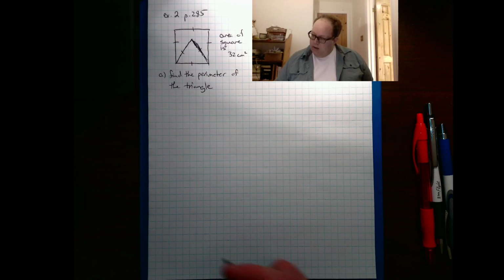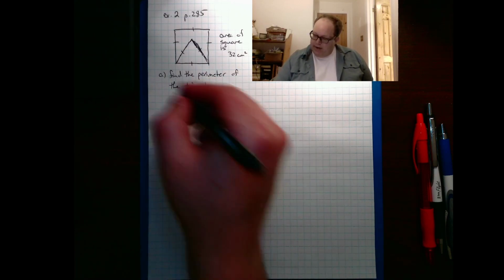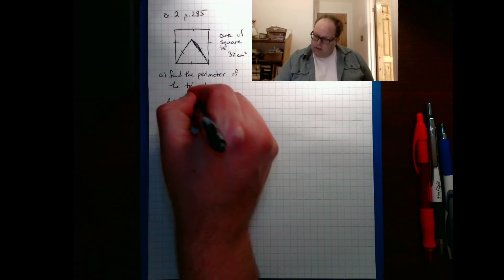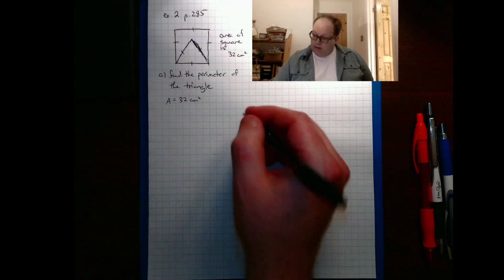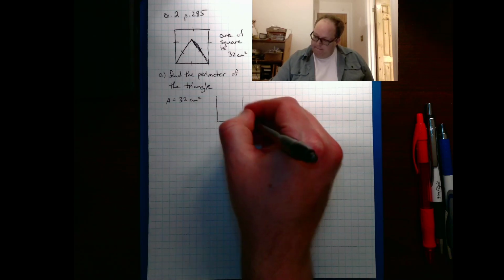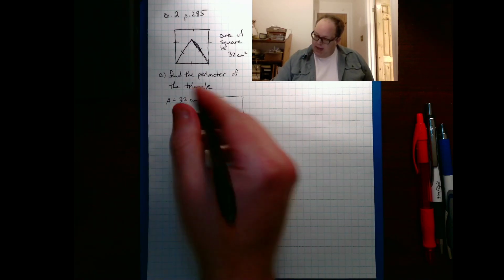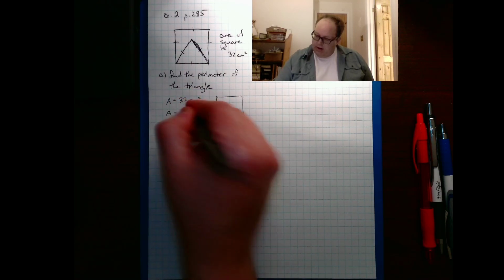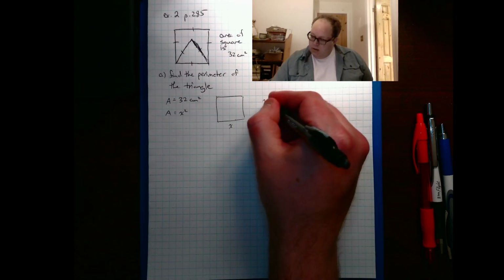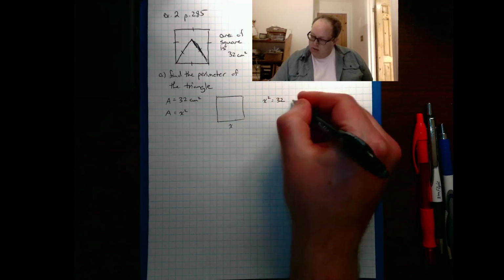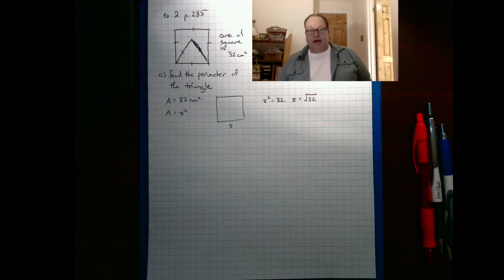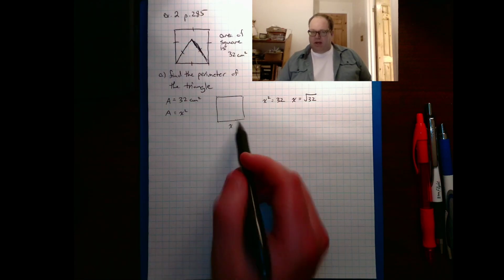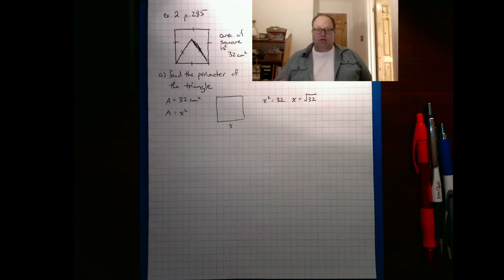Okay, so if I've got a square and I know its area is 32 square centimeters, and the area of a square, I should say, if one side is x, the area is equal to x squared. So x squared equals 32. So x is the square root of 32. Now, typically that should be plus or minus the square root of 32, but you really shouldn't have a negative side length. That tends to break the universe.